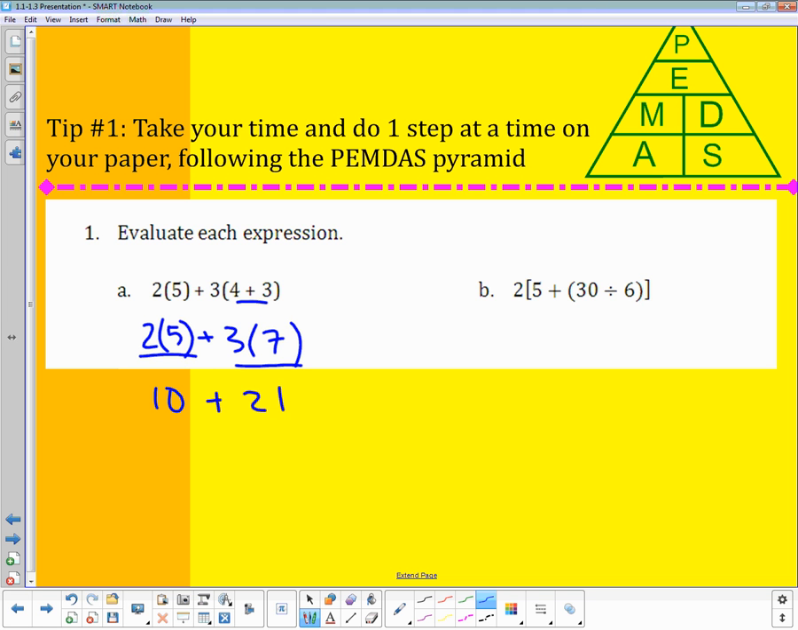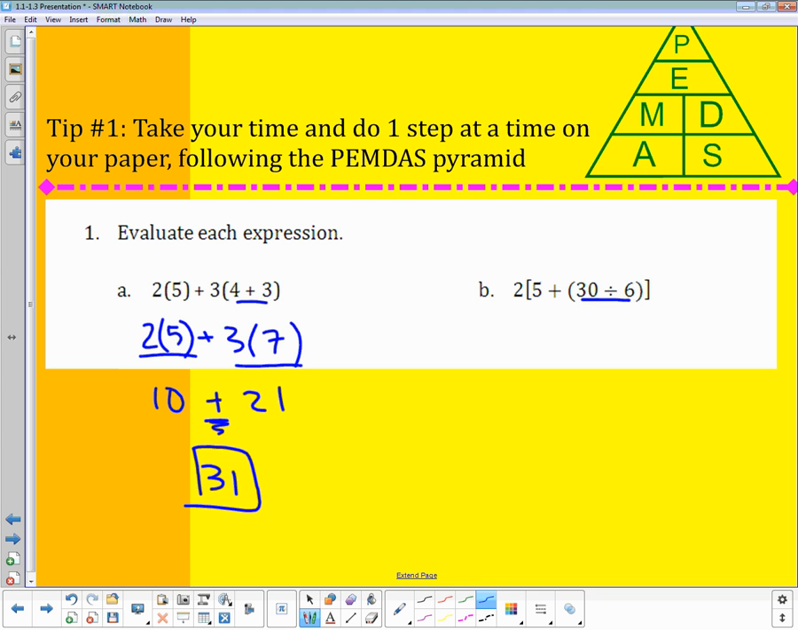And last but not least, addition and subtraction. I have some addition here. So 10 plus 21, 31. So basic review, when we have more than one set of parentheses or brackets or any sort of grouping symbol, we have to start from the inside and work our way out.